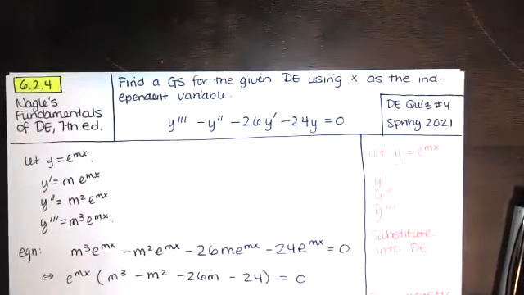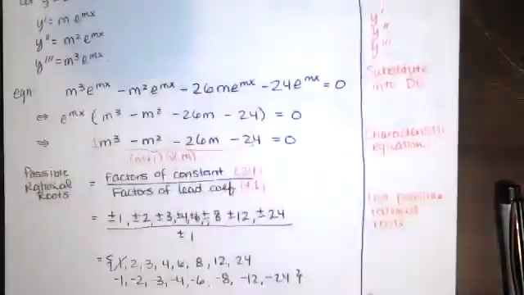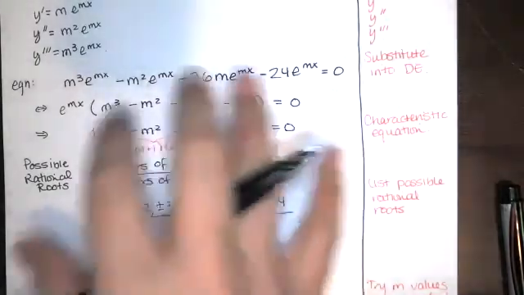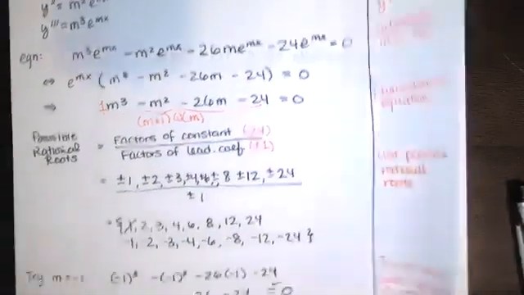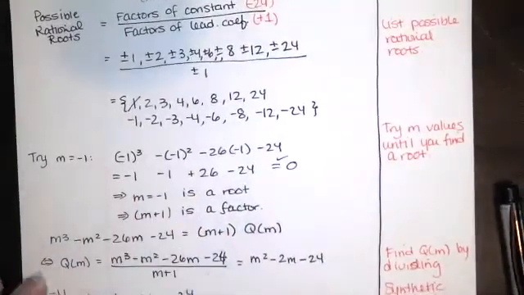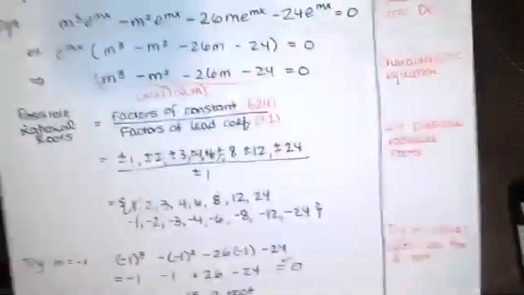Yep, that's it. So you let y equal e to the mx, you take the derivatives, you substitute, get a polynomial equation, you factor it however you can. So if you can use factoring by grouping, do it. If you can't, start with possible rational roots. Once you find a root, use the root to find a factor. Once you find a factor, divide out the factor. Usually I use synthetic division.